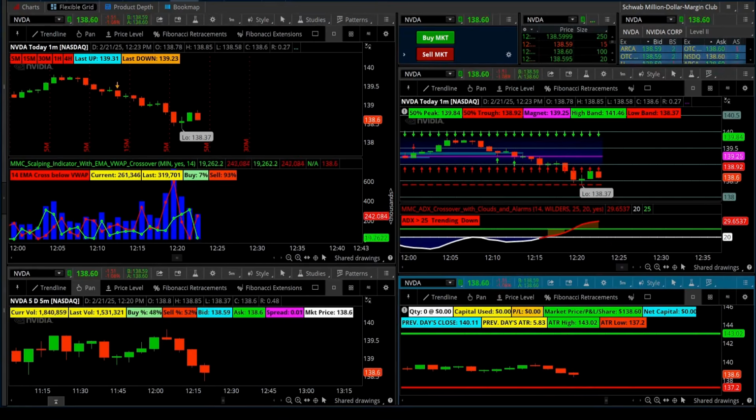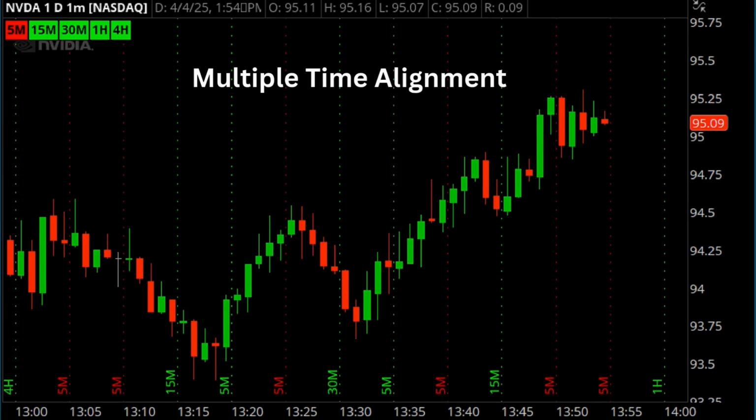The Multiple Time Alignment Indicator delivers a powerful visual snapshot of short-term market momentum by bringing together multiple key time frames into a single cohesive tool. It helps to confirm directional strength across a range of intraday perspectives.